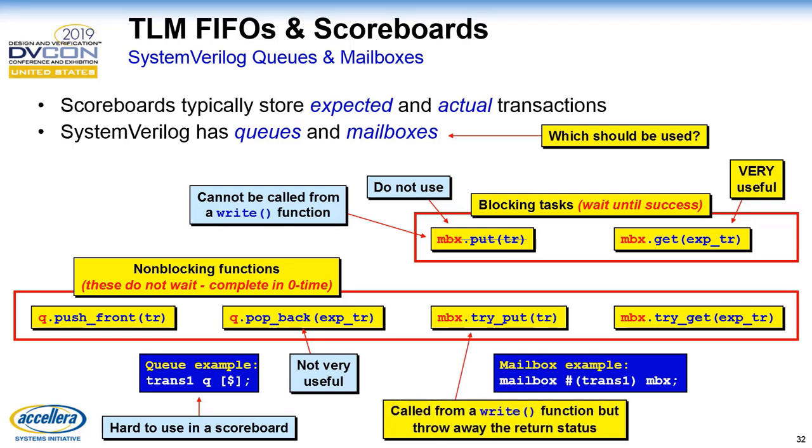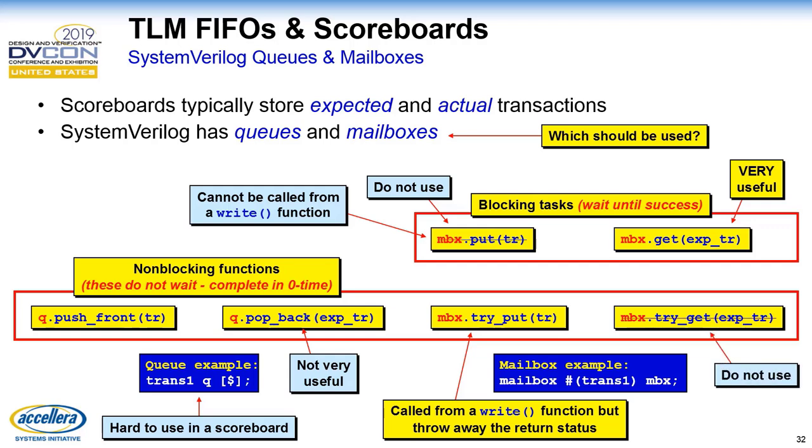On the other hand, the try put command becomes very important for pushing something onto a mailbox, because the try put command is a function that completes in 0 time. That is something that can be called from the write function. And what we're going to do is make sure that mailbox is always unbounded so that we can always put in something else in there. We don't have to wait. We don't have to check the status.